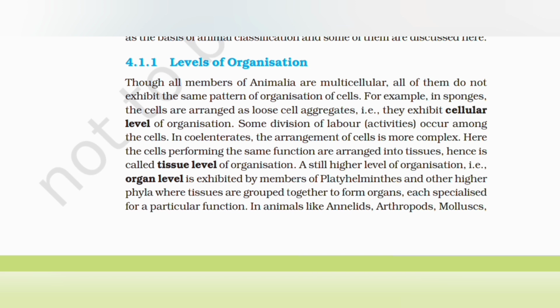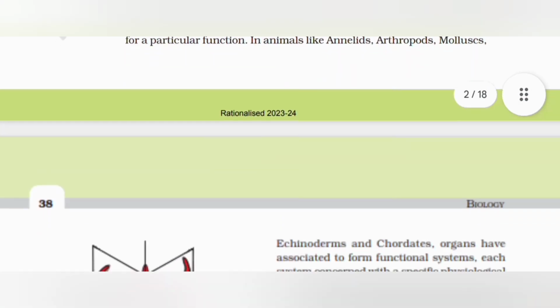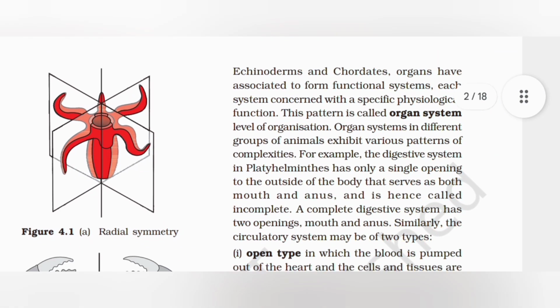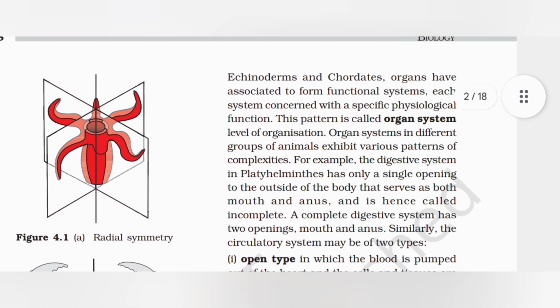In animals like annelids, arthropods, molluscs, echinoderms and chordates, organs have associated to form functional systems. Each system is concerned with a specific physiological function. This pattern is called organ system level of organization. Organ systems in different groups of animals exhibit various patterns of complexities.